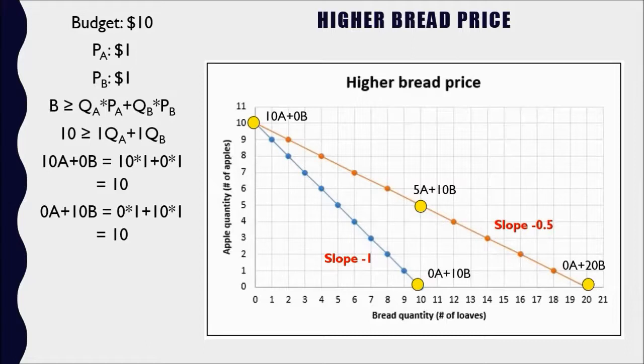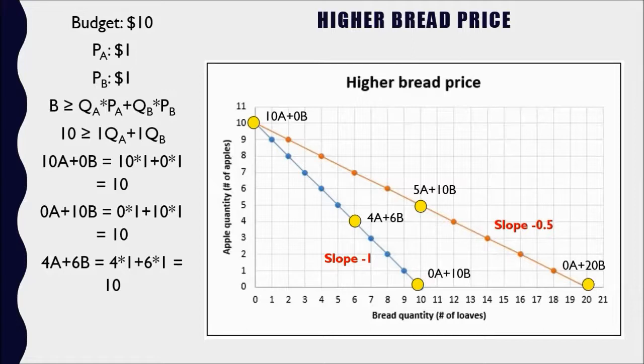Alternatively, the consumer can also choose to purchase 4 units of apple and 6 units of bread, which will cost them exactly $10. In the original example, a $10 budget would have included 4 units of apples and 12 units of bread. But because of the price increase, they can now only afford half the quantity of bread.